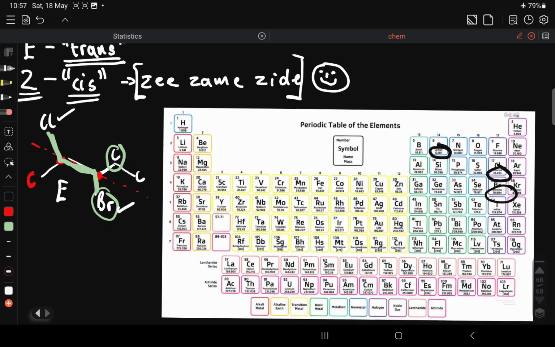Don't forget that. You would say, oh, Z means that they're on different sides because look at the letter Z. No, not in this case. When you see Z, it means they're on the same side. So here they are on different sides of your dotted line, which means we are going to use E. E is for different sides. Don't forget that. Never, ever, ever.